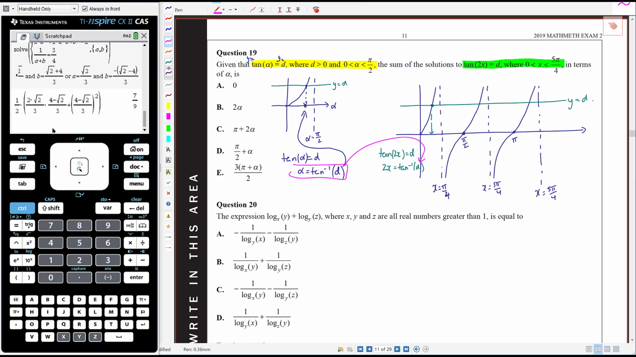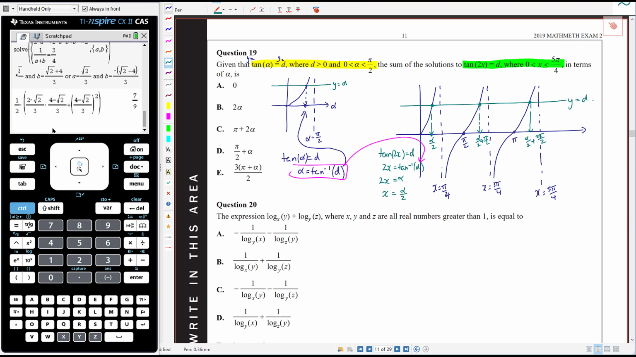Okay, so that means that 2x equals alpha, and so x equals alpha on 2. So this point here is alpha on 2. Now the next solution is simply going to be one period on from that, and the period is pi on 2. So this will be alpha on 2 plus pi on 2. And then this will be 2 periods on from that. So it'll be alpha on 2 plus 2 pi on 2, or pi.